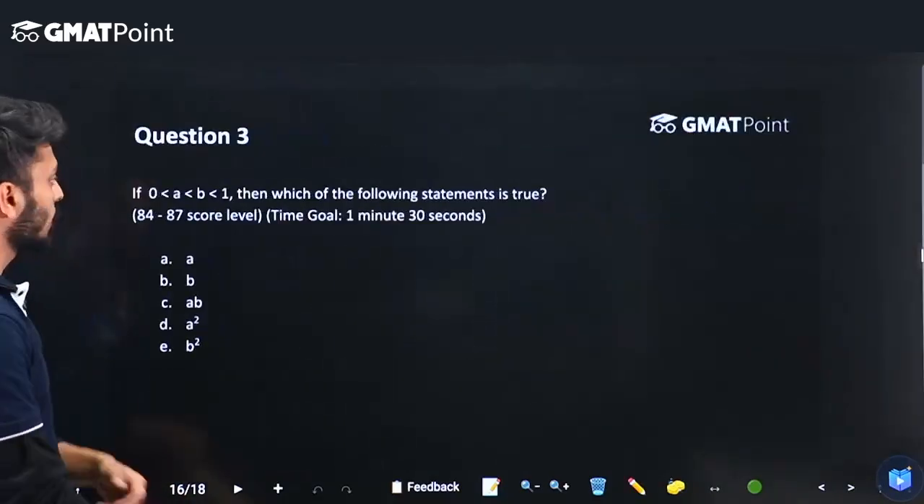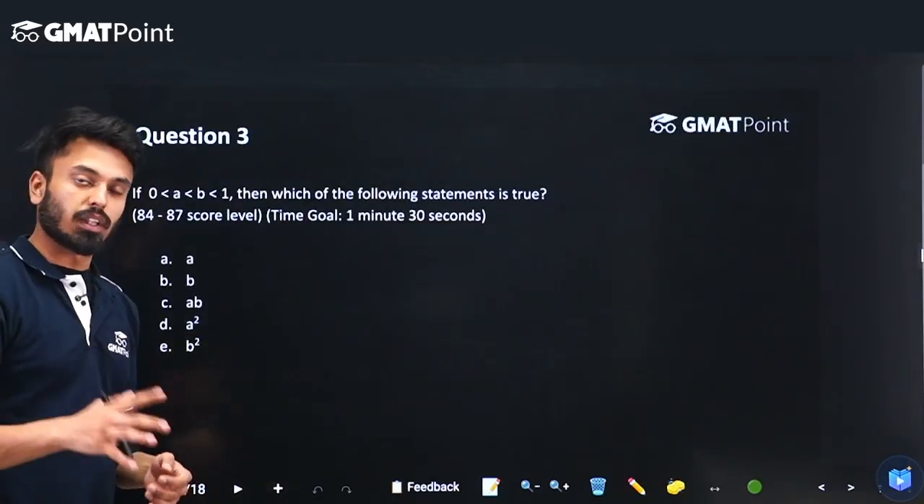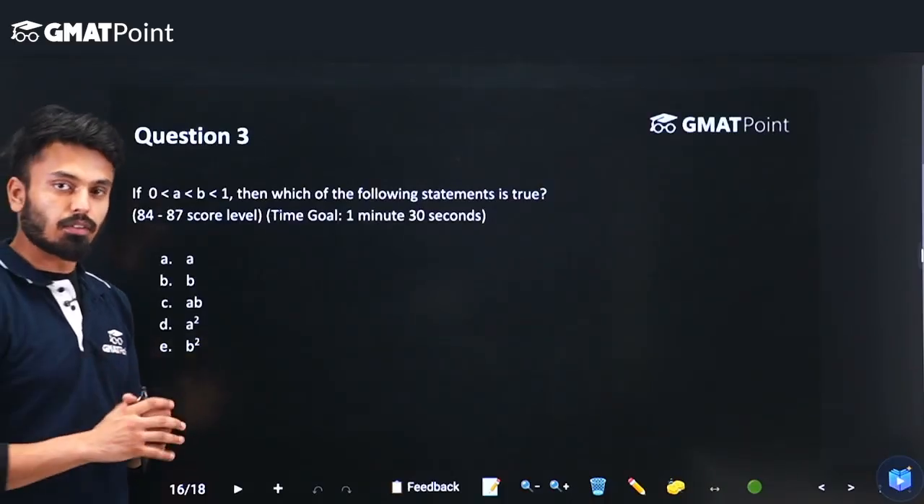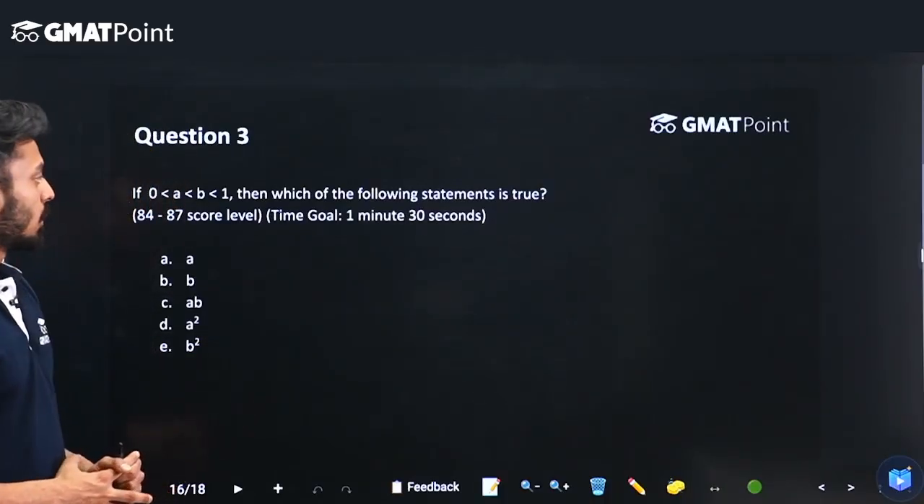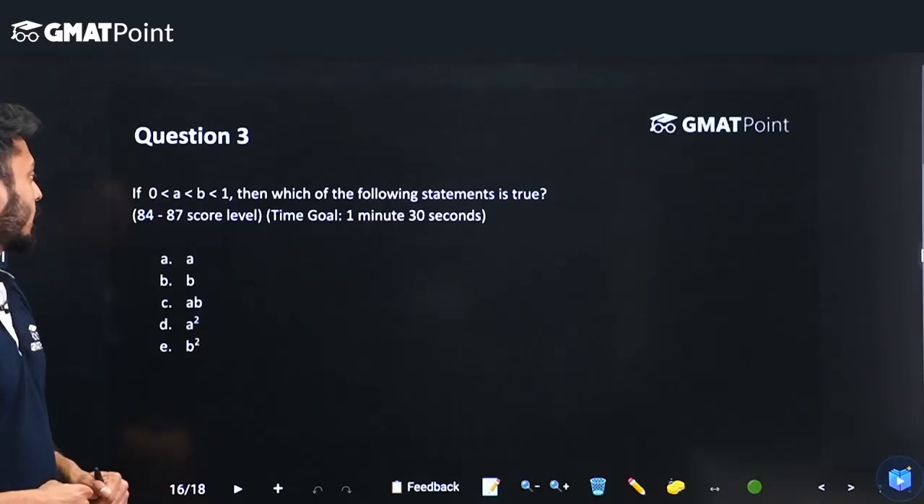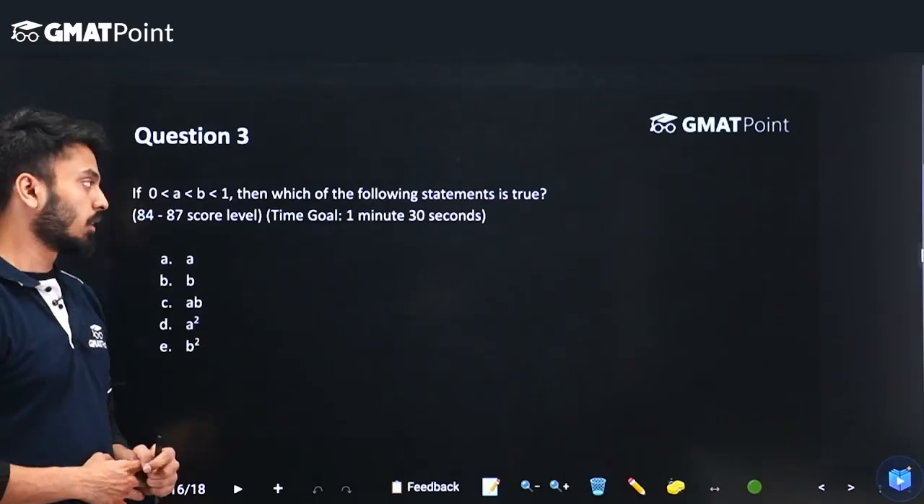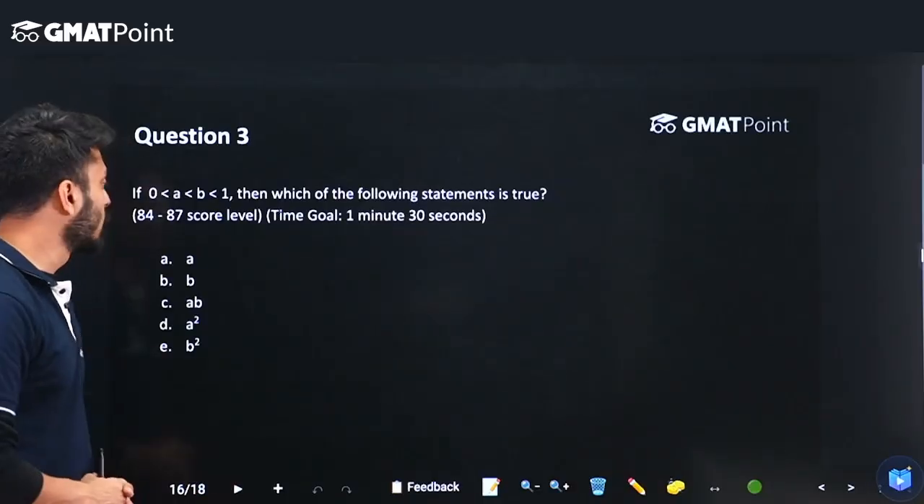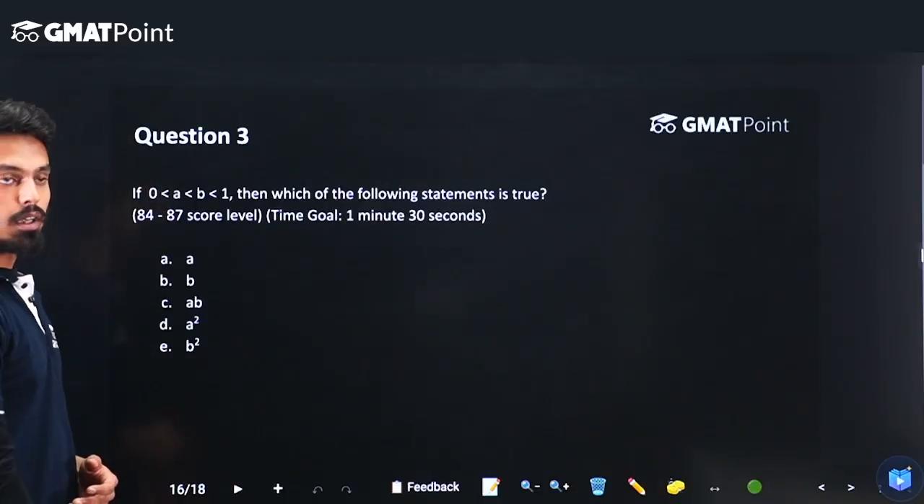Let's move on to the next question. This one is going to be an 84 to 87 score level. So we are getting into good, decent difficulty territory now. Try to get this one in a minute and 30 seconds. It ideally should not take you longer than that. If it does, it's fine. If it doesn't, even better. So feel free to pause the video. I'll wait.